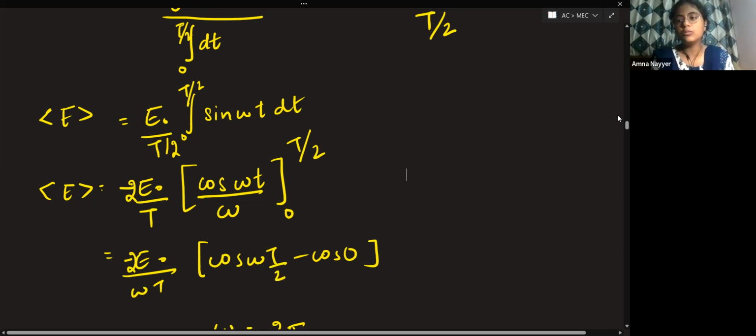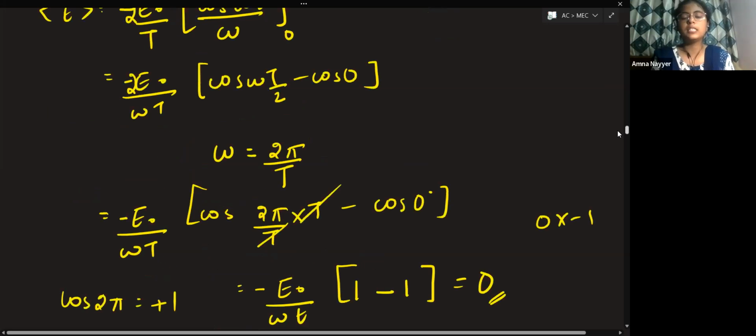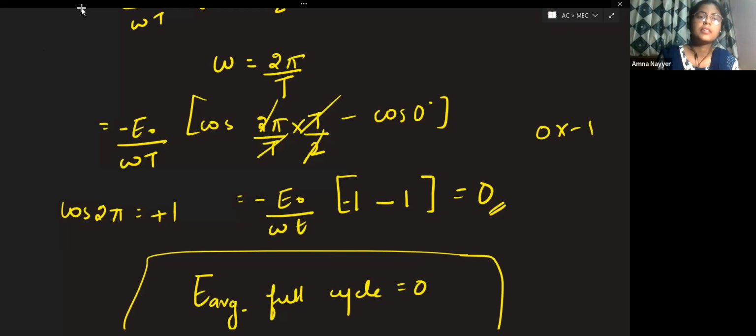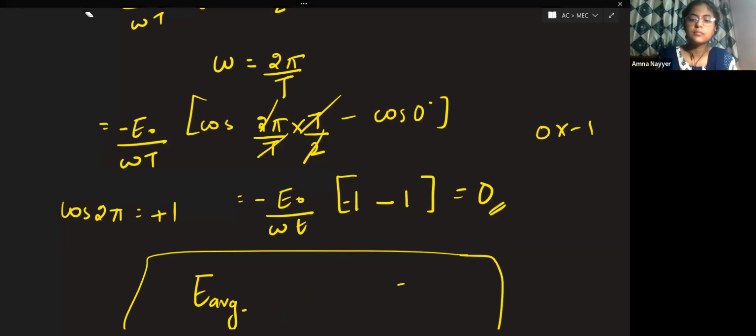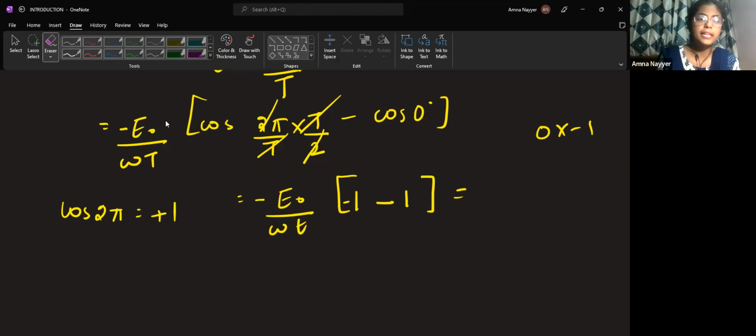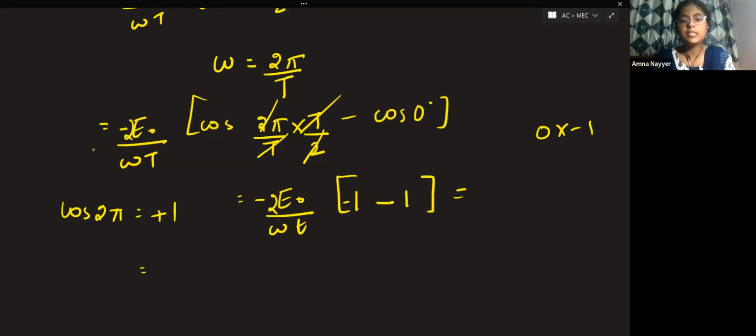Now when we put in the values, omega is equal to 2 pi divided by T. So this will be T by 2 as well. So 2 gets cancelled. Now cos pi, cos 180 degrees is what? Minus 1. So this time here we do not get 0. Minus 1, minus 1. So this becomes minus 2 E naught by omega t multiplied by minus 2.